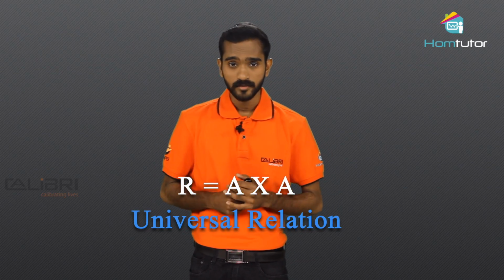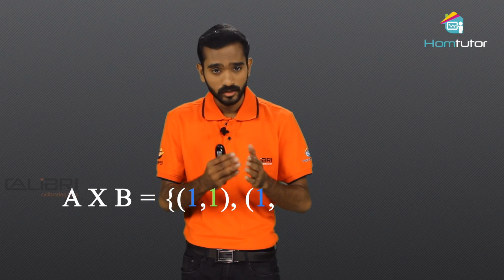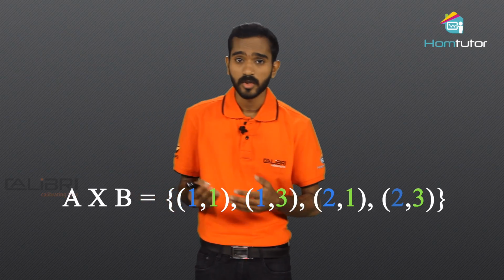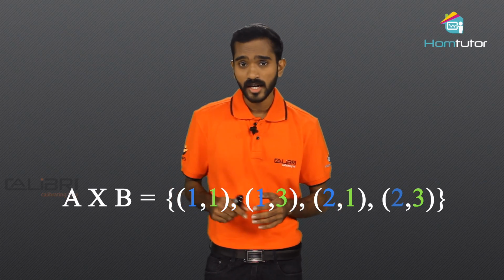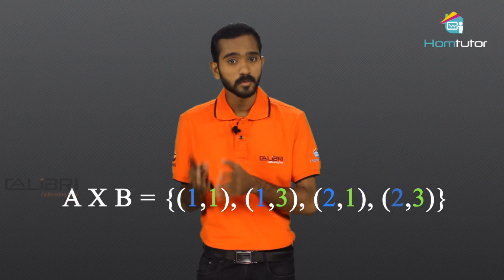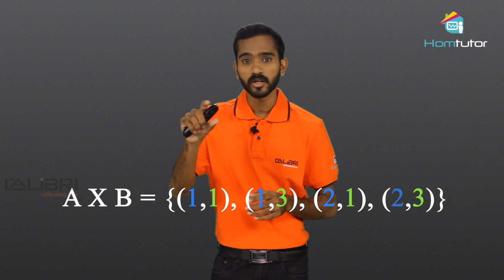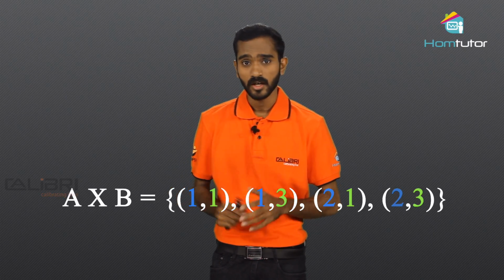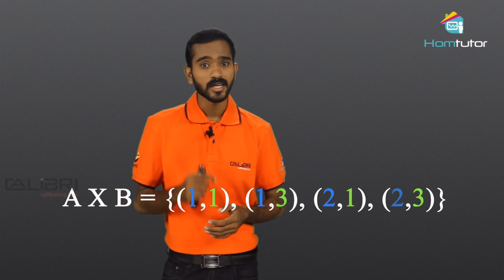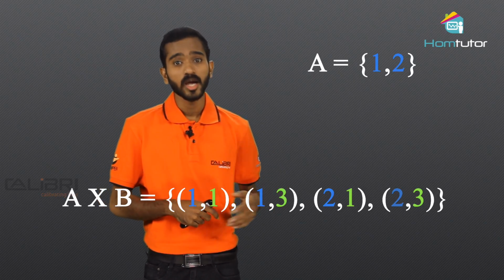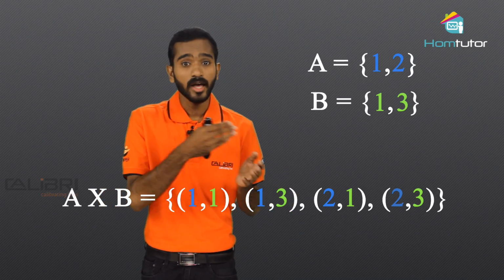Now, coming back to the question, how can we prove that the given relation is universal? First, look at the relation. R gives the ordered pairs (1, 1), (1, 3), (2, 1) and (2, 3). So if R has to be a universal relation, we should prove that the Cartesian product of A cross B is also the same set of ordered pairs as contained in R. Here A is a set containing the elements 1 and 2, and B is a set containing the elements 1 and 3.